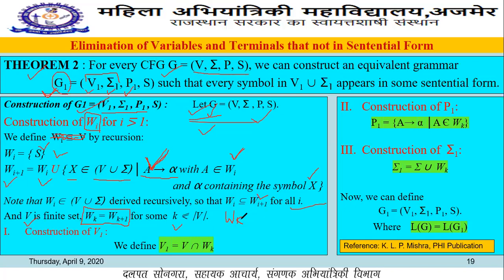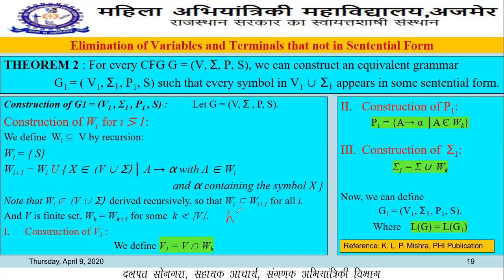which is the set of symbols from the variables or terminals. Okay, after the construction of this set Wk, we proceed to construct the simplified set of variables, the simplified set of terminals, and the simplified set of productions. So we have a Wk. Okay, so we discuss how we construct the simplified set of variables.